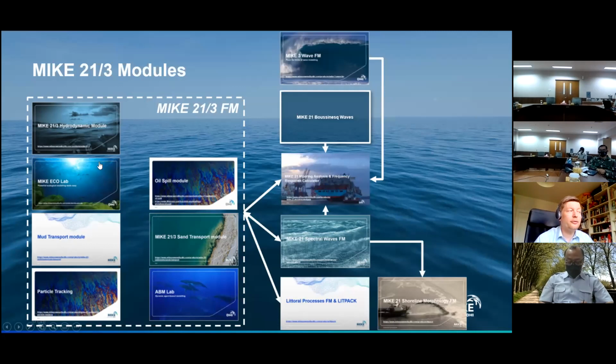So they are accessible from one user interface, and they can just be clicked and activated to add to the modules. And then we also have what you could call standalone modules, but they can also interact with each other. For example, the MIKE 3 Wave FM can feed the mooring analysis module. The same goes for spectral waves and the Boussinesq waves. And also the MIKE 21 HD, for example, or MT or sand transport, can work together with the shoreline morphology module and also the wave modules.